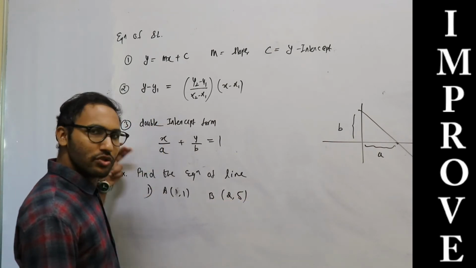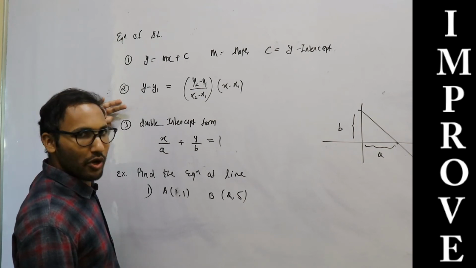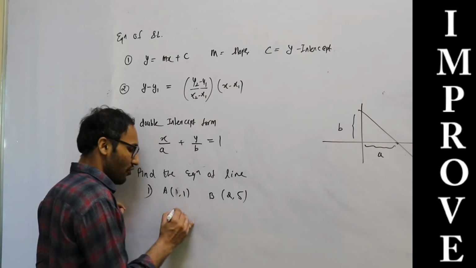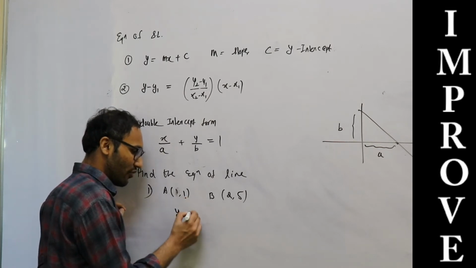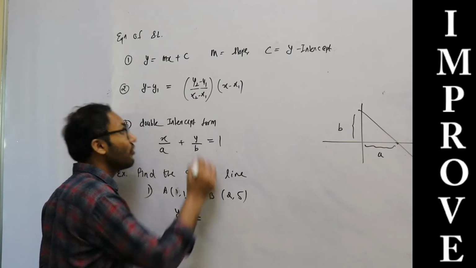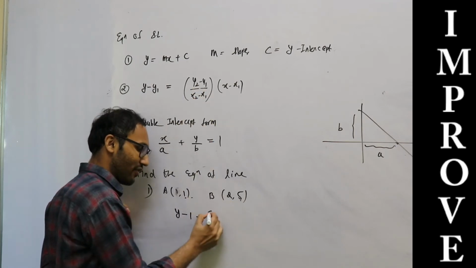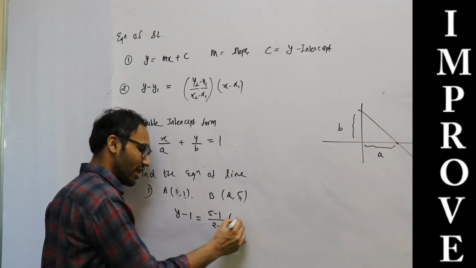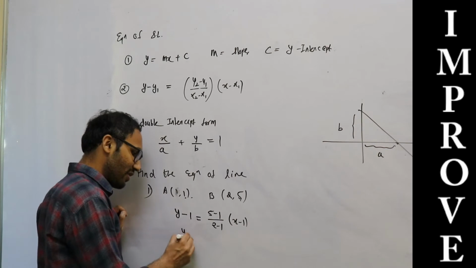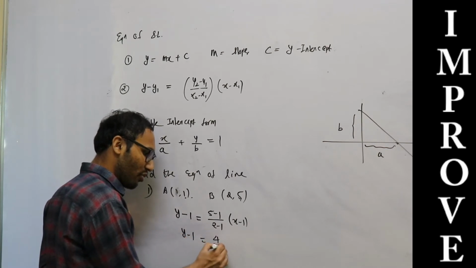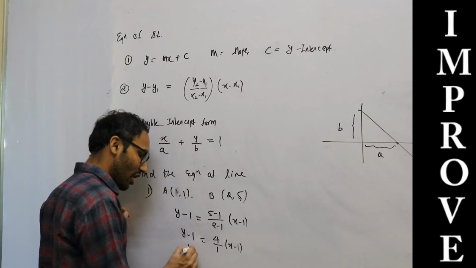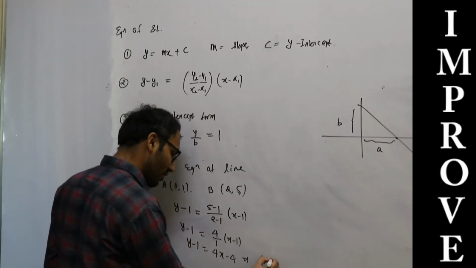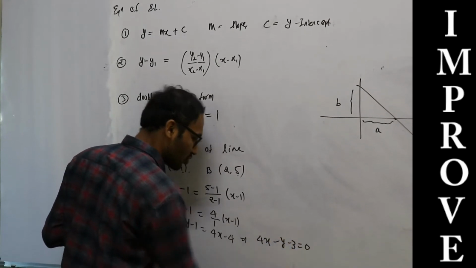So which formula do you use? This second one, 2-point form. देखो y1 y2 x2 x1 both are given, so क्या होगा, y minus y1, value of y1 is 1, is equal to y2 minus y1, 5 minus 1, upon x2 minus x1, 2 minus 1, into x minus x1. So equation will be y minus 1 is equal to 4 upon 1 into x minus 1. Now the equation will become y minus 1 is equal to 4x minus 4. The answer will be 4x minus y minus 3 is equal to 0.